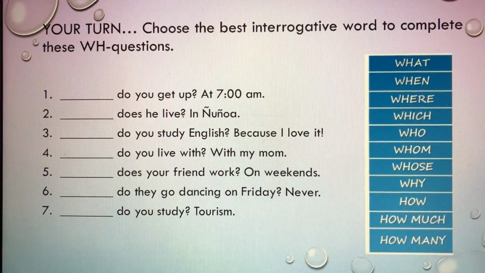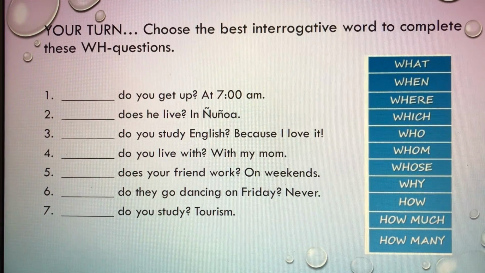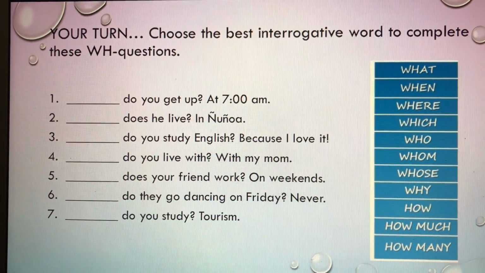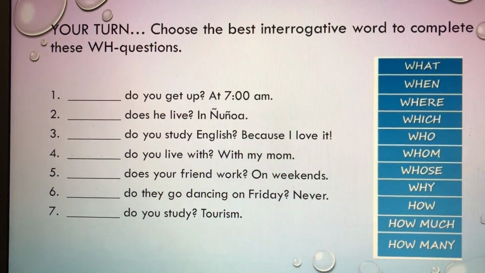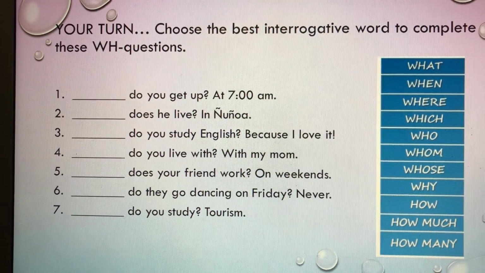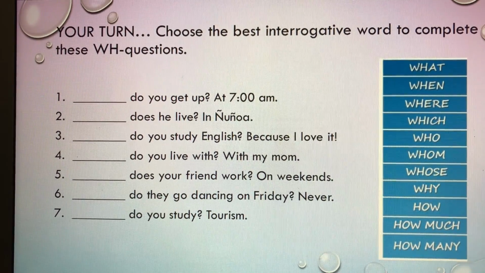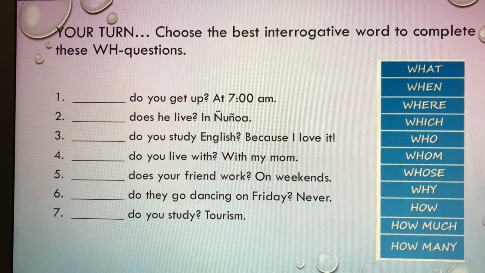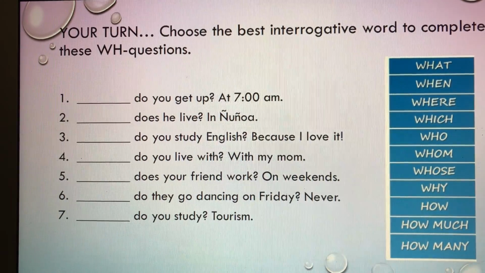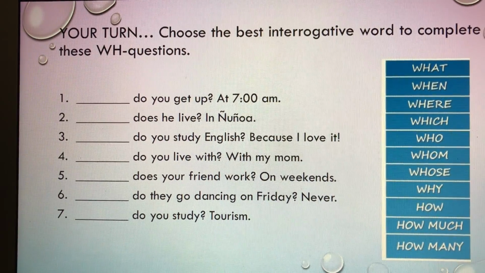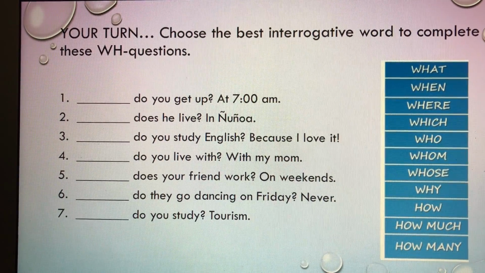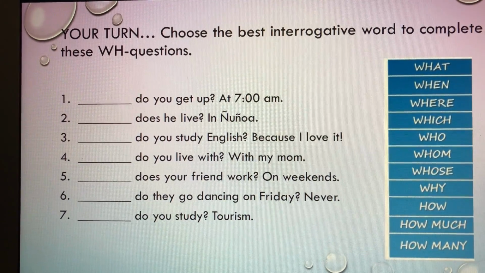Number 2, the answer is in Ñuñoa. So tell me, what is the best question word? Exactly, where does he live? Number 3, it says because I love it. So over there, I'm giving a reason. What is the question word you're going to use? Very good. You say why. Why do you study English? In number 4, we have with my mum. It's a person. So to ask about a person, I have to use who. Who do you live with?